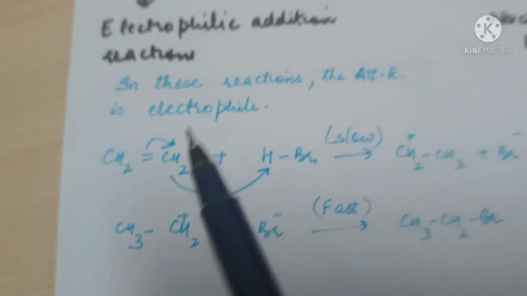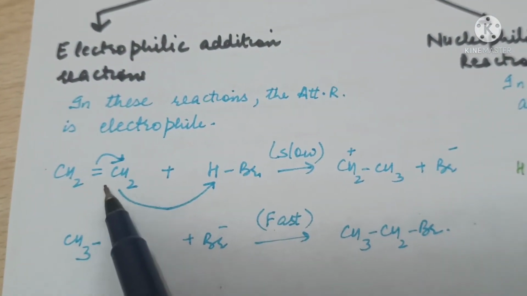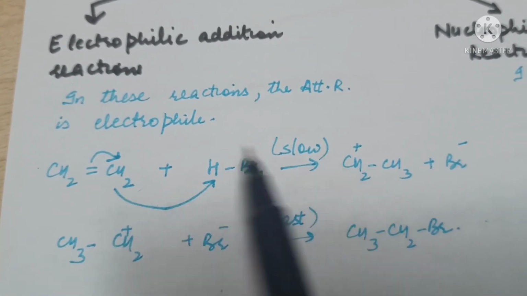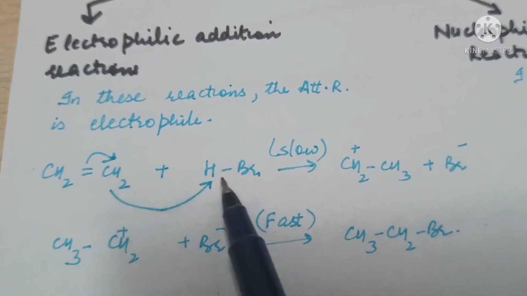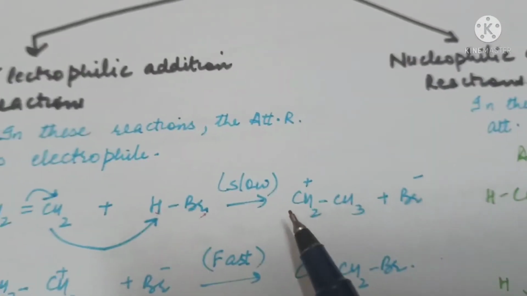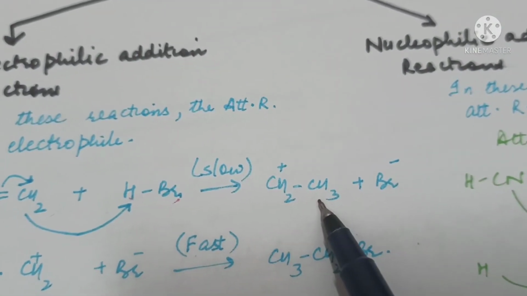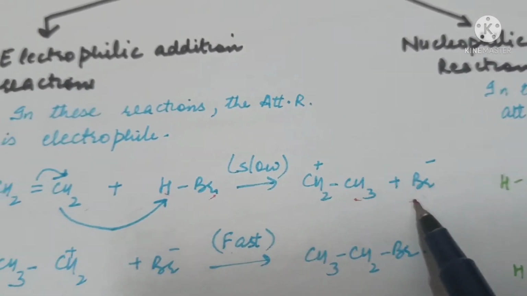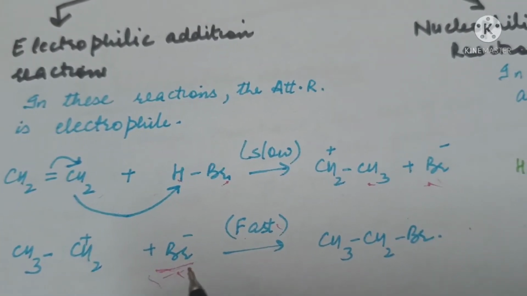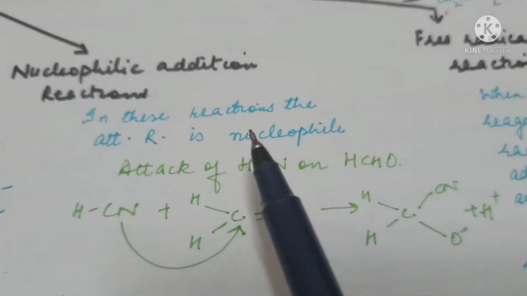So for example, in case of electrophilic addition reaction, when hydrogen bromide is added to an ethene molecule, a slow reaction takes place in which the electrons of the double bond will combine with the hydrogen of the HBr molecule to form a carbocation, CH2CH3. H gets attached with these electrons. A carbocation is generated and Br negative is removed. Now, in the second step, which is a fast step, the carbocation will react with a bromide ion to form alkyl bromide.